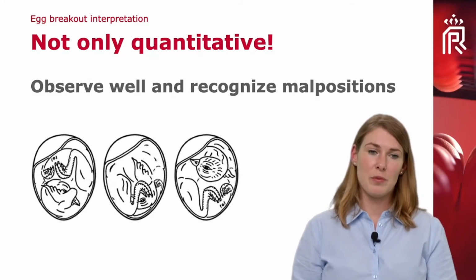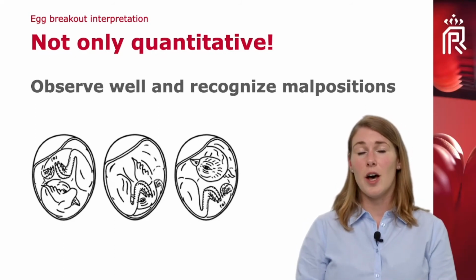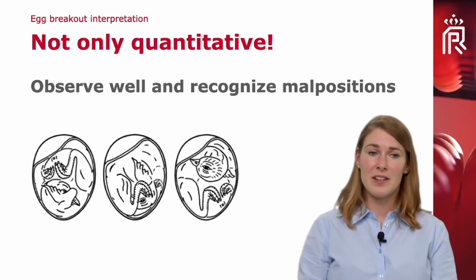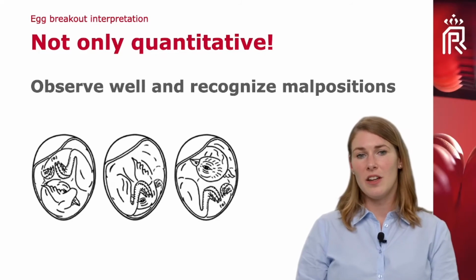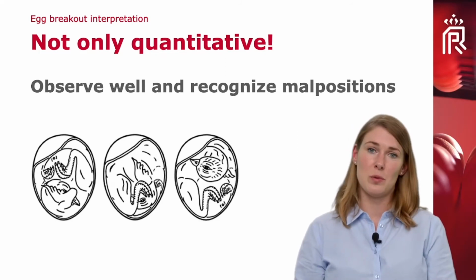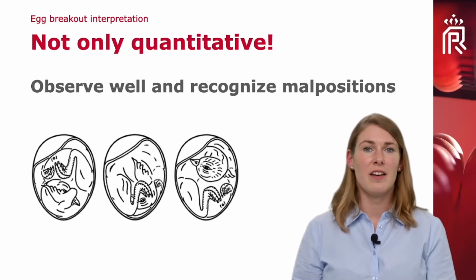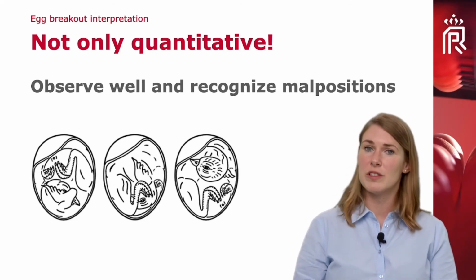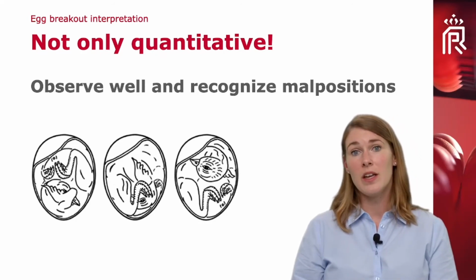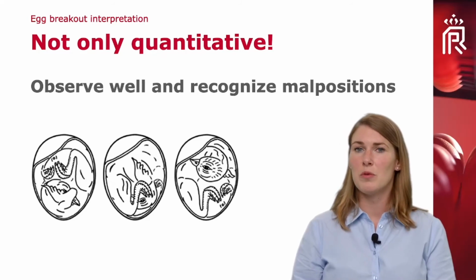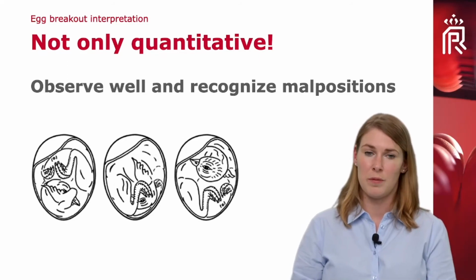If you look at the examples below, we can see that one of the embryos is actually upside down. This way it has a very hard time to reach the air cell. We see another embryo that actually has its head between its feet. And the third one is the embryo that doesn't have its wing over its head. We see that this one has its head over its wing. And this embryo also has a lot of trouble with pipping because it cannot really turn around very smoothly.